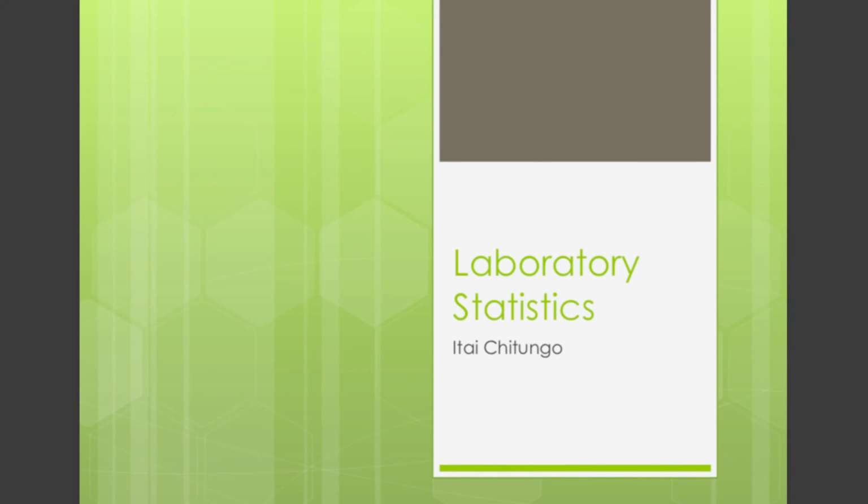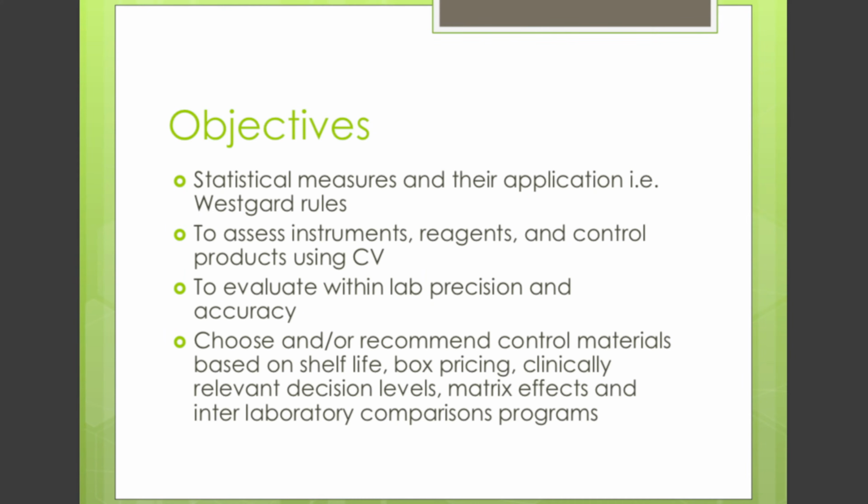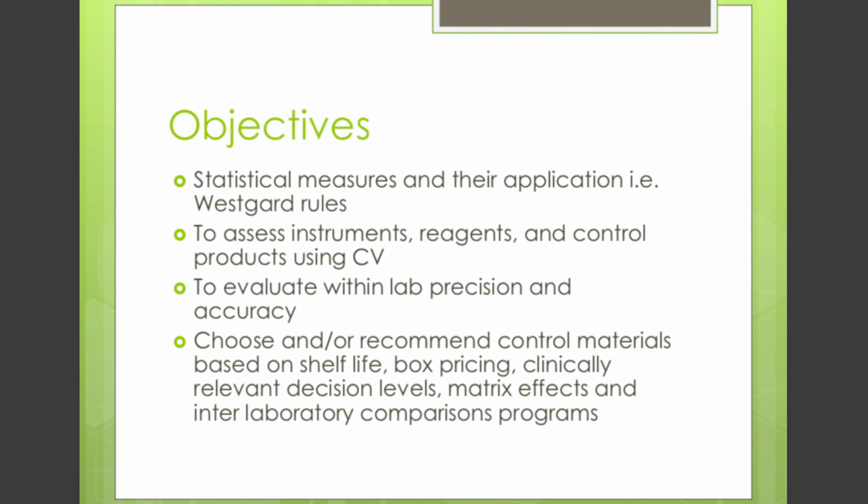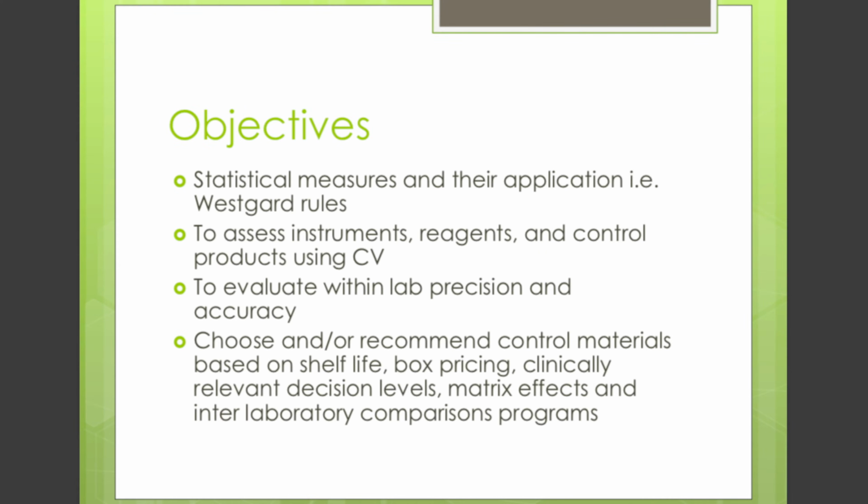Today I'm going to give you an overview of statistics and how we use statistics in the laboratory. The objectives of this talk are going to be looking at statistical measures and their application, especially using the Westgard Rule, to assess instruments, reagents, and control products using various statistical tools, to evaluate lab precision and accuracy, and also to use statistics to choose and recommend control materials based on shelf life, boxing, chemical relevant decision levels, matrix effects, and interlaboratory comparison programs. So what are statistical measures?